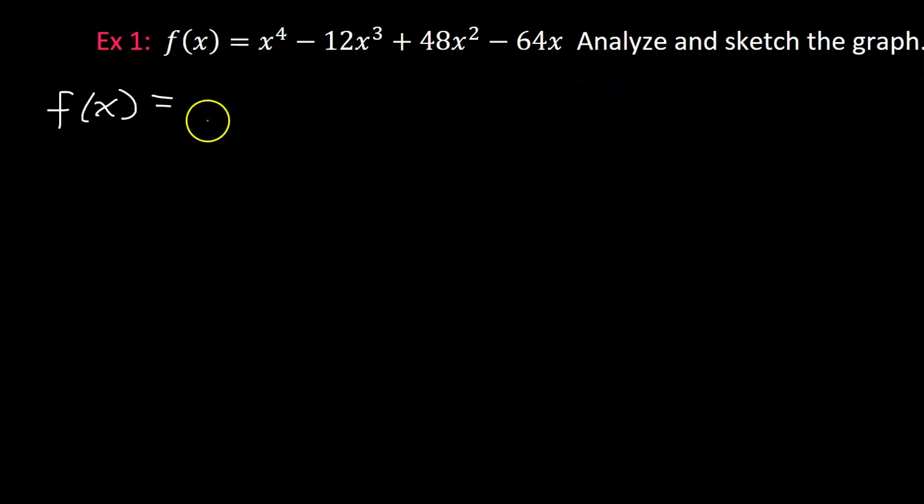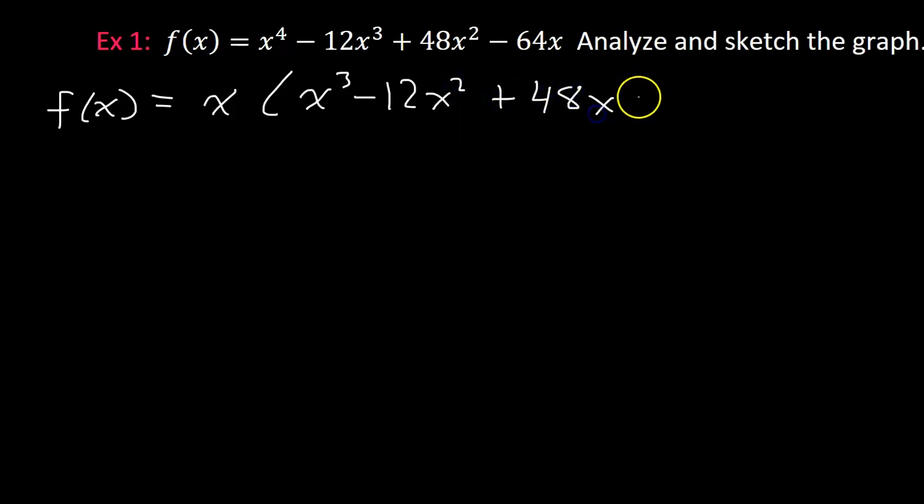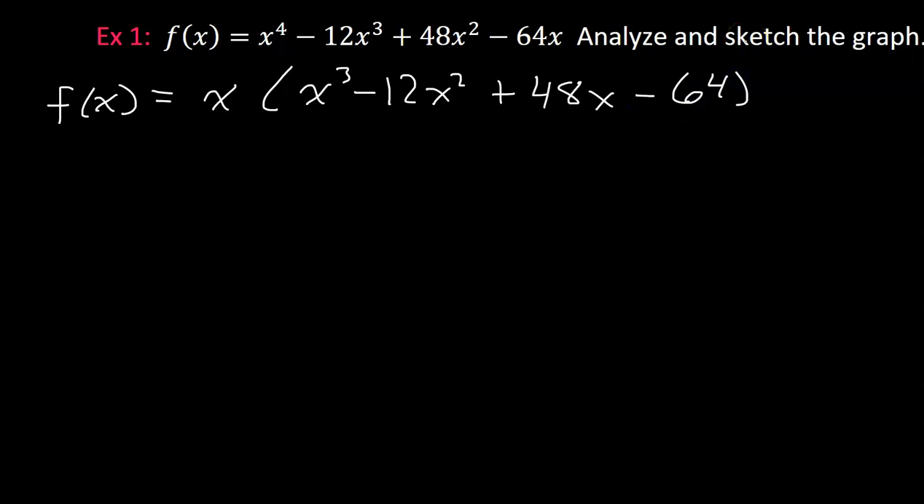The rest of the steps will be easier to do if we first put the function in factored form, so let's do that. I'm noticing that all of the terms have an x in it, so let's take out a common factor of x, which will leave x to the third power minus 12x squared plus 48x minus 64. I briefly considered factoring the part inside of the parentheses by grouping, but pretty quickly I could see that that wasn't going to work out.